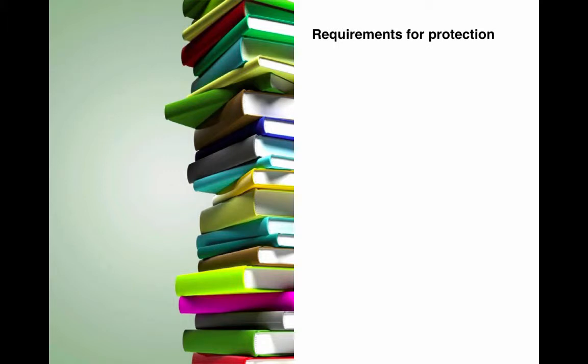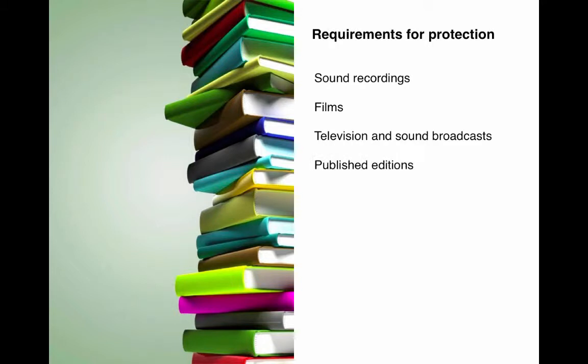There are 4 types of subject matter other than works that are also protected by the Copyright Act: sound recordings, films, television and sound broadcasts, and published editions. So in order for a creation to be automatically protected by copyright law, it first has to be shown that that creation falls within one or more of these 8 categories of work.